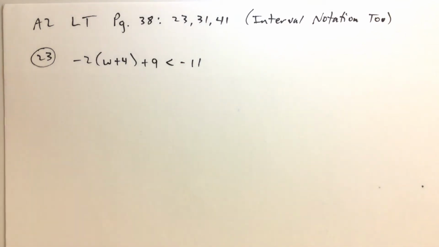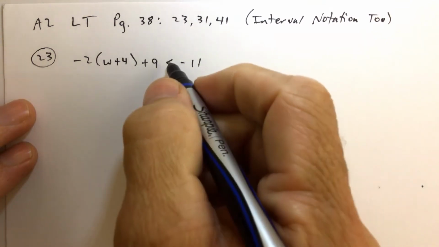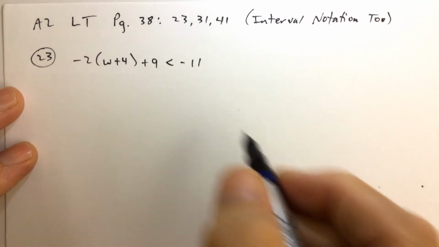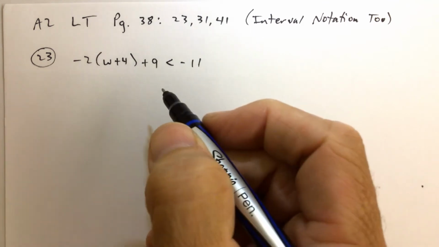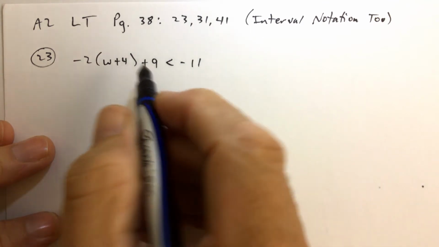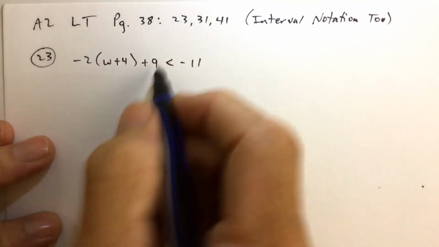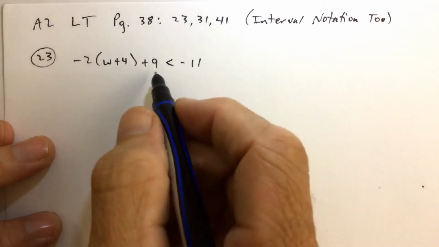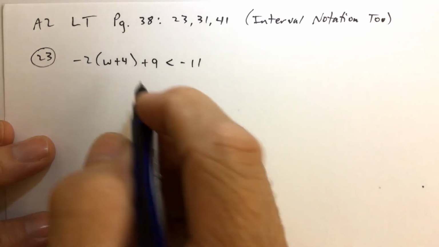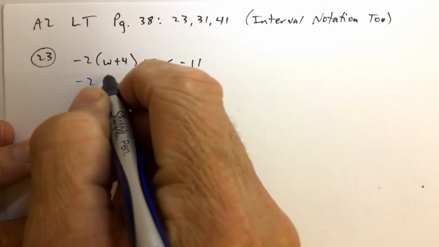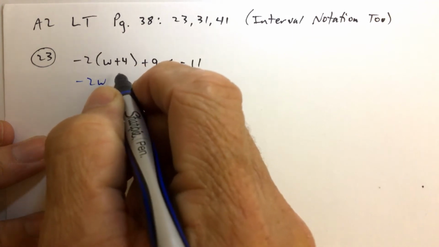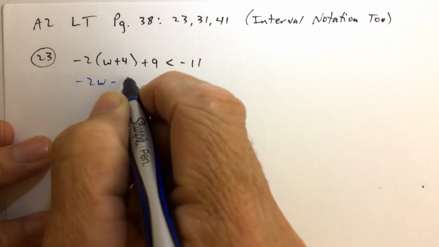Problem number 23, we should know that when we see an inequality like this, we treat it just like an equal sign unless we have to either multiply or divide by a negative number. So in order to simplify this expression on the left-hand side, what we're going to do is get rid of parentheses. I like to first get rid of fractions, but there are none. Then I like to get rid of parentheses.